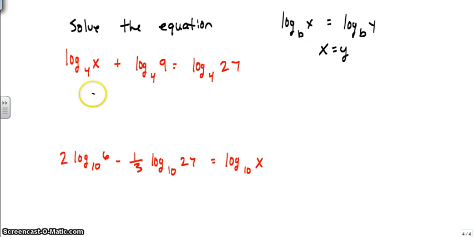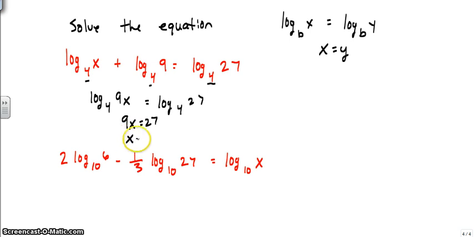So, first problem, we have an addition. We have the same base here. So this becomes log base 4. When I condense it, they become multiplied together. So log base 4 of 9x equals log base 4 of 27. My bases are the same, so I can set what I'm taking the log of equal to each other. So 9x equals 27, so x equals 3.